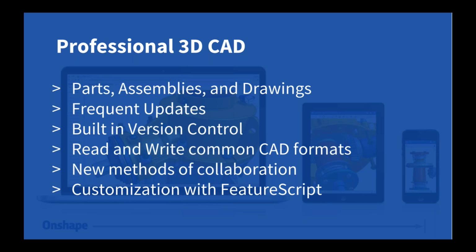Onshape has released the source code for our standard list of features: extrude, revolve, sweep, loft. We've released the source code for this, and you can take that and build your own custom feature. And it's something very unique to Onshape. Again, a programming language that allows you to build your own CAD features. If you're interested in writing code, definitely check out FeatureScript.